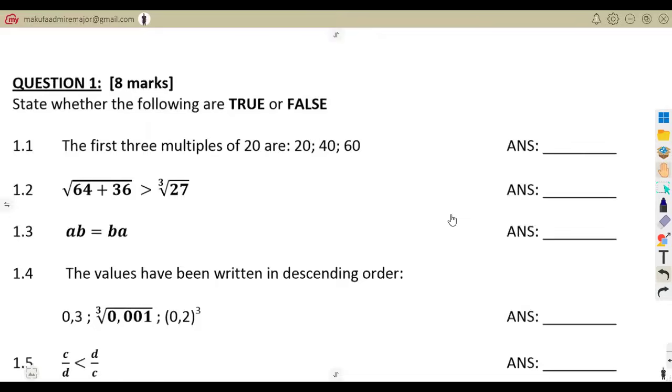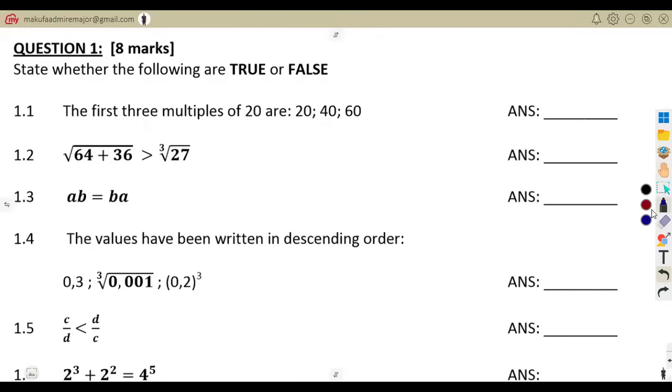Not wasting time, guys, let us quickly rush through our questions. On question 1, we were given to state whether the following are true or false. 1.1, the first three multiples of 20: 20, 40, 60. Are these the first three multiples of 20? That's true. Remember, 20, 40, 60, 80, 100, 120, and so on.